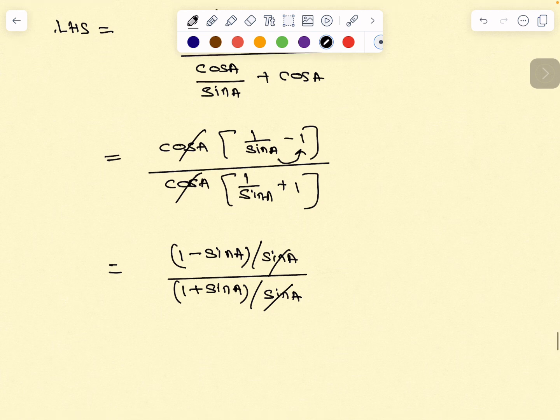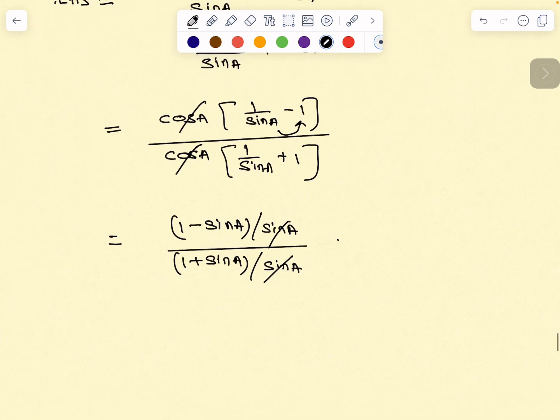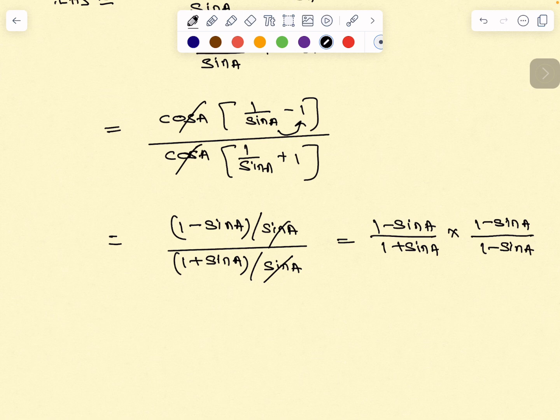Now in the next step what you have to do, 1 minus sin a by 1 plus sin a, just you multiply numerator and denominator with 1 minus sin a by 1 minus sin a. Okay, so this we can write as 1 minus sin a into 1 minus sin a is (1 minus sin a) whole square, by 1 plus sin a into 1 minus sin a. So it is in the form of (a plus b) into (a minus b). So this we can write as a square minus b square, so this we can write as 1 minus sin square a.